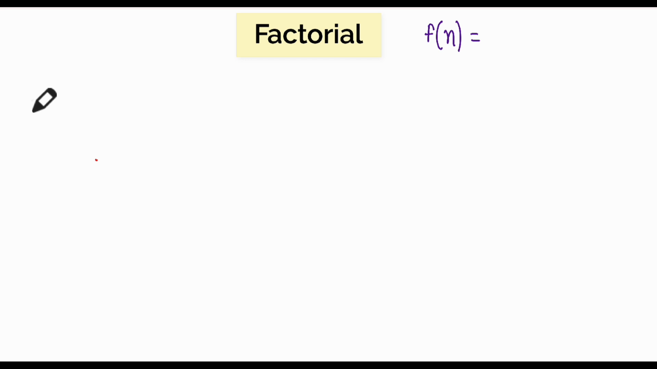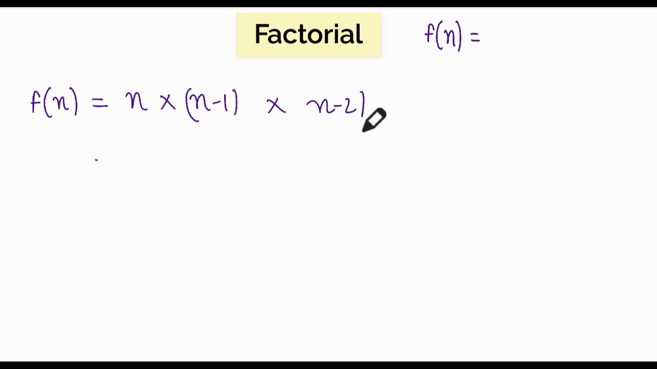So factorial of any number n is technically equal to n into n minus 1 into n minus 2, till you reach 1, right? For example, 3 into 2 into 1. This is the factorial of any number. Now let us try to identify a pattern that I was saying.